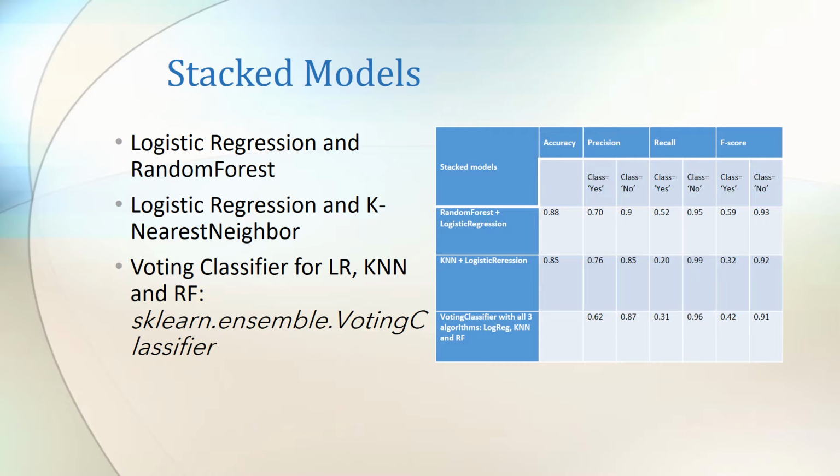The second model that we created is LogisticRegression plus K-NearestNeighbor. It gives an overall accuracy of 0.85. The precision values are close to what we observed in the other stack model, but the recall becomes quite low. That's because the KNN had a lower recall value, so it has pulled the recall values of the stack model also low. The third is a voting classifier which was created with all three models. However, it does not give great precision and recall values for class yes, so it was not accepted as the final model.